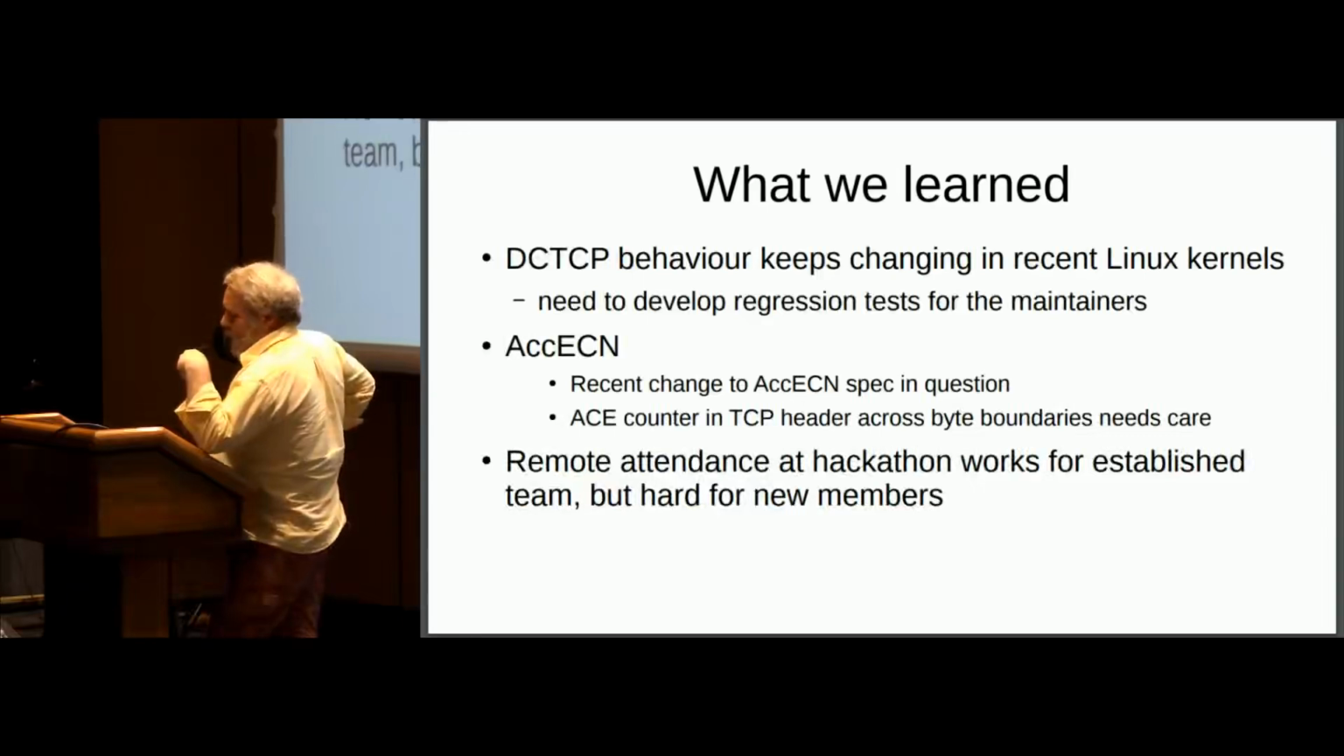What we learned: TCP behavior keeps changing in recent Linux kernels, so I think we're going to have to develop some regression tests for the maintainers, because it's just impossible for us to use it at the moment. Or you have to keep going right back to an early version of the kernel.